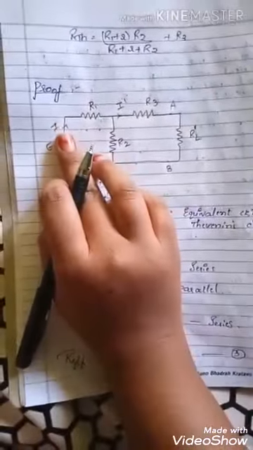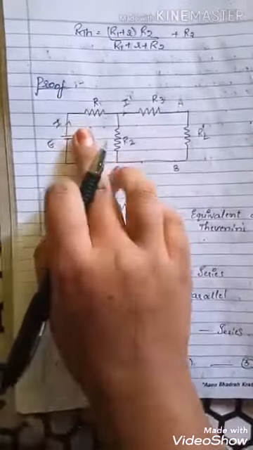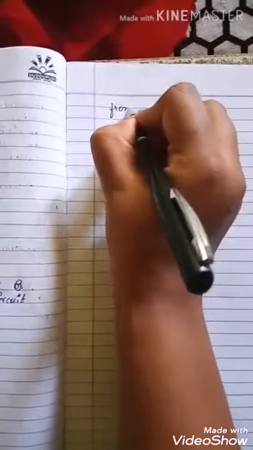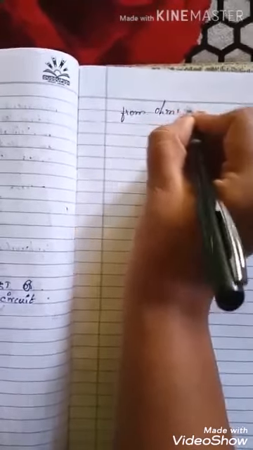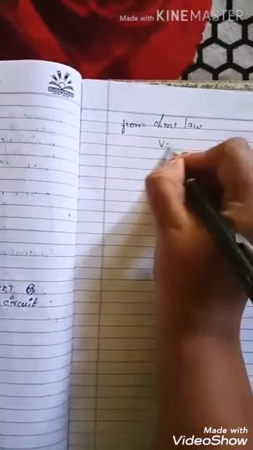Now the current in the circuit. The current I is flowing in the circuit. We know from Ohm's law, V equals IR.